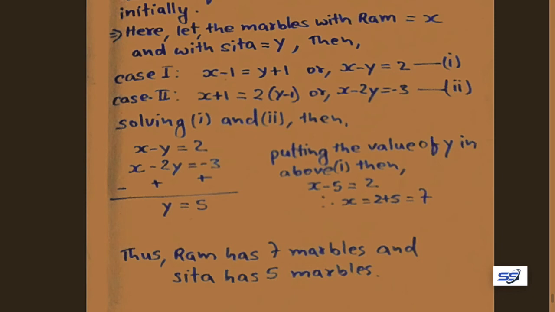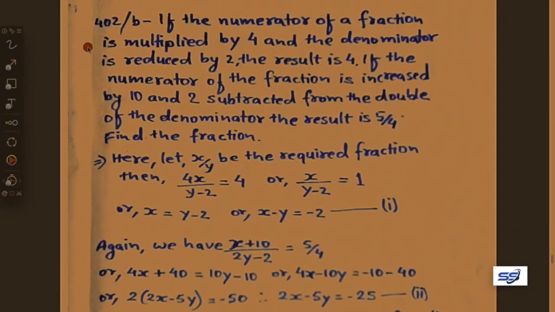And this is question number 402 upon B. Given, if the numerator of a fraction is multiplied by 4 and the denominator is reduced by 2, the result is 4. If the numerator of the fraction is increased by 10 and 2 is subtracted from double the denominator, the result is 5 upon 4.